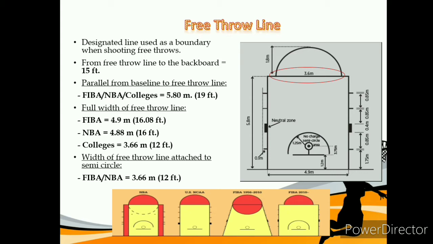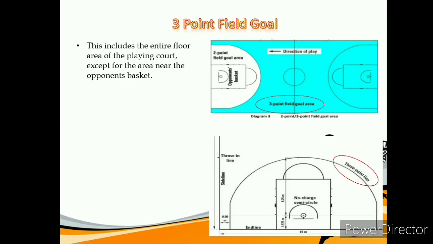Next is the three-point field goal. This includes the entire floor area of the playing court except for the area near the opponent's basket. As the name implies, if the offensive player shoots the ball in the basket without stepping inside of the three-point line, the team will get 3 points.